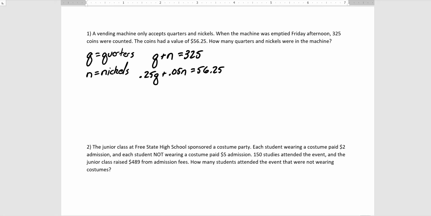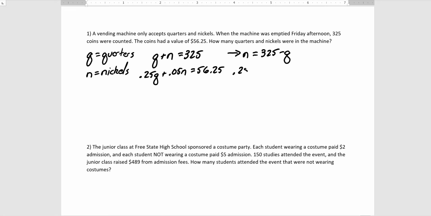Alright, now how many quarters and nickels were in the machine? Well, let's find out. How should we do this? We can use substitution or elimination here. Let's use substitution on this one. So, looking here with substitution, remember we're going to isolate a variable first. I see Q plus N equals 325. That means if I subtract Q from both sides, N will equal 325 minus Q. So let's plug that into this bottom equation here.